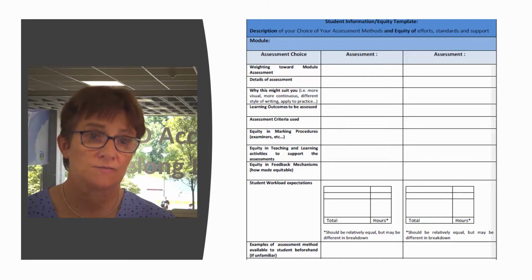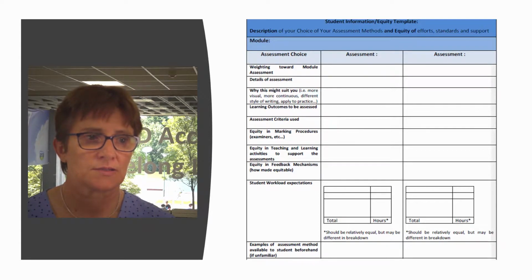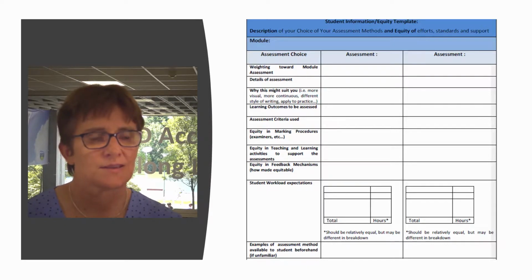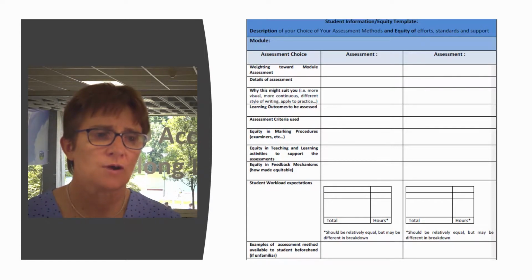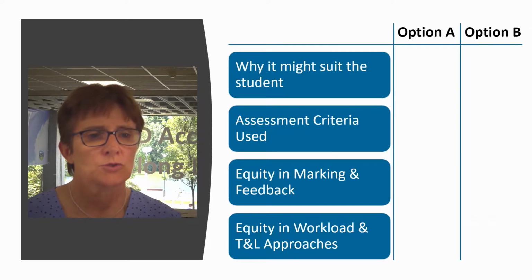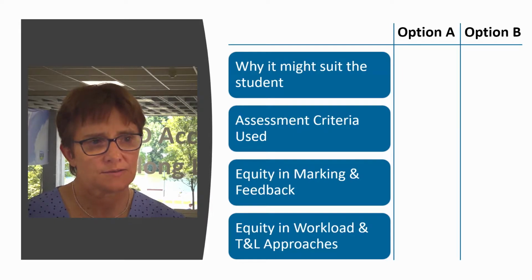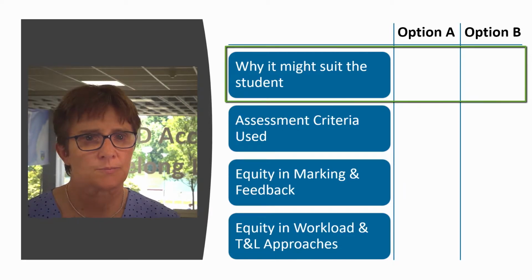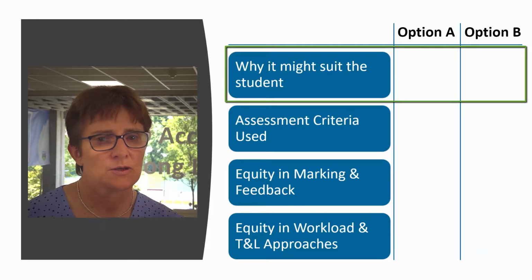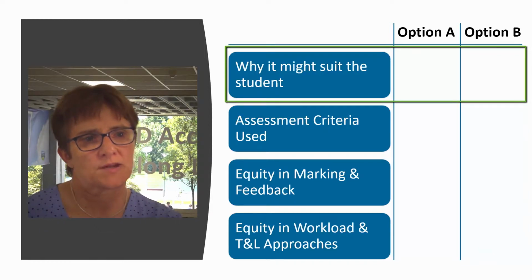One of the processes we developed for this project was what we called an equity template. Basically it was a template that had the 2 options. Down the left-hand column there were different criteria, and then you had option A and option B. For each of the 2 types of assessment methods, you as staff fill in this template and explain, first of all, why it might suit the students. So if you are using, for example, a poster versus an oral presentation, you explain why a poster might suit students. You might write that if you choose a poster, you need to be able to design a poster and talk about it in this way.